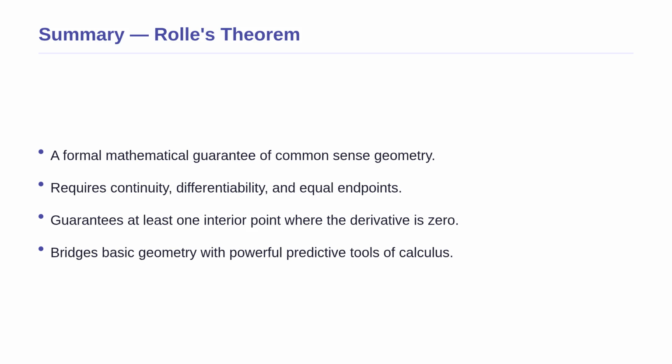Rolle's theorem is essentially a formal mathematical guarantee of common sense. It states that any smooth, continuous path that begins and ends at the exact same height must have at least one point where it is perfectly flat. By carefully checking for continuity, differentiability, and equal endpoints, we can confidently locate the peaks and valleys of any mathematical model. You have now mastered a simple but profound rule that bridges the gap between basic geometry and the powerful predictive tools of advanced calculus.